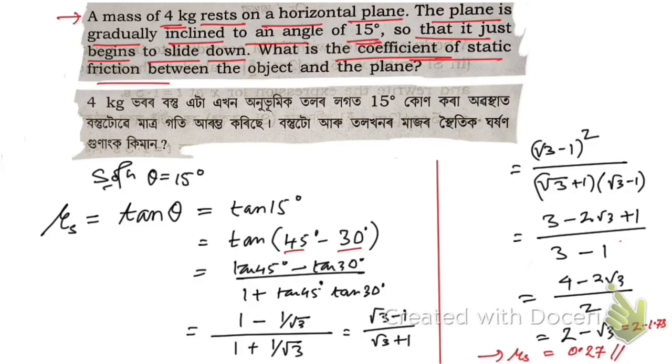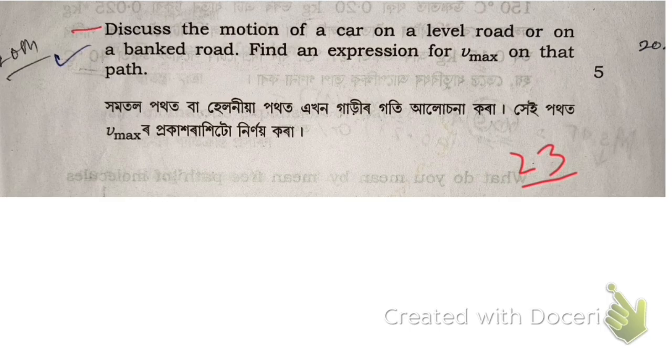Okay, so this is our next question. Discuss the motion of a car on a level road or on a banked road. Okay, that means we need to discuss any one, but I'm going to show you both. Find the expression for V max, that means maximum speed, on that path.